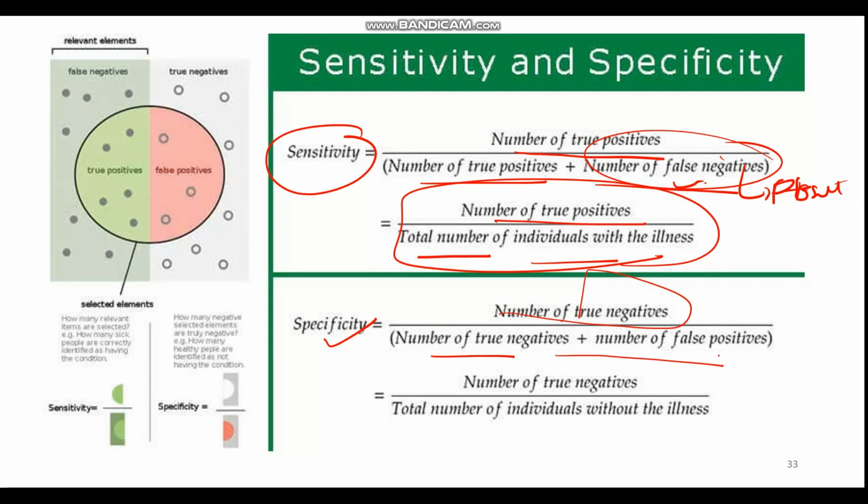Now a false positive means they were actually negative, because if it is a false positive then the vice versa is true negative. Fine. So it says the number of true negatives divided by the number of true negatives plus those actually negative but predicted as false positive. So it can be defined as the number of true negatives over the total number of individuals without illness.